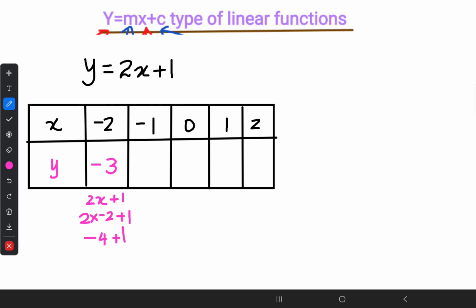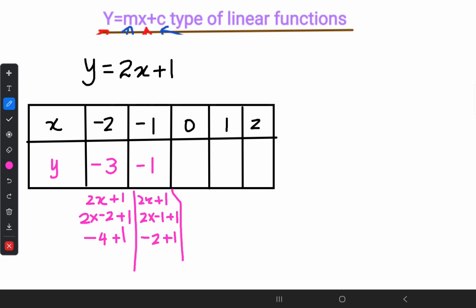Thereafter, for negative 1, 2 times x plus 1. 2 times of, in this occasion, the x value is negative 1. 2 times of negative 1 plus 1. 2 times of negative 1, it would be negative 2 plus 1. Amongst multiplication and addition, you should give priority to multiplication according to BODMAS rule. Negative 2 plus 1, it is negative 1.